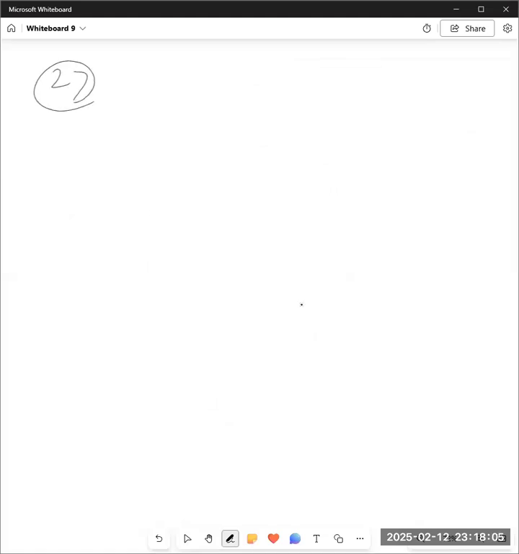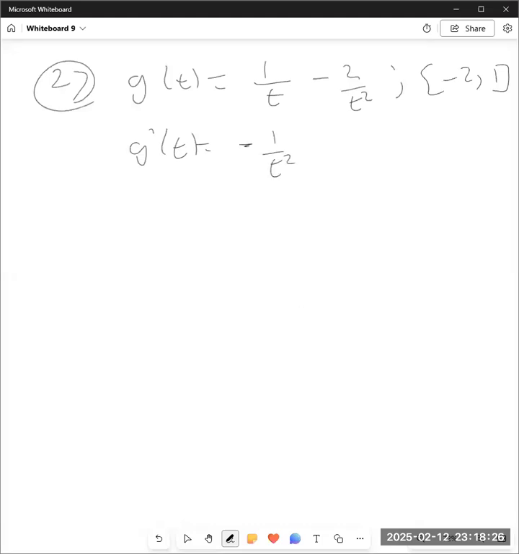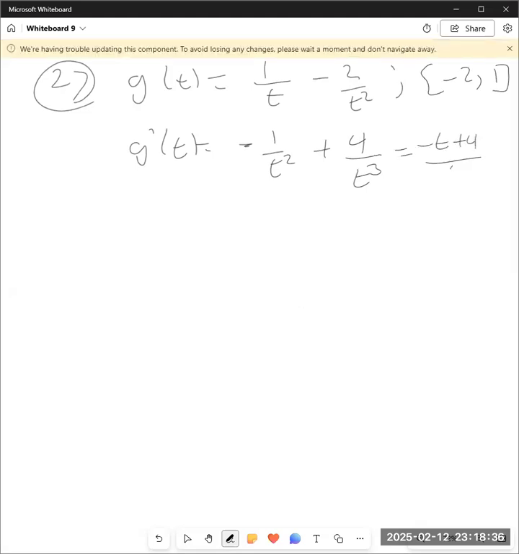Number 27 is actually, again, we have a typo here that says G of T and it's got X's in the book. So I'm switching the X's to T's. And this is going to be G prime of T is -1 over T squared plus 4 over T to the third. So that's a -T plus 4 over T to the third.